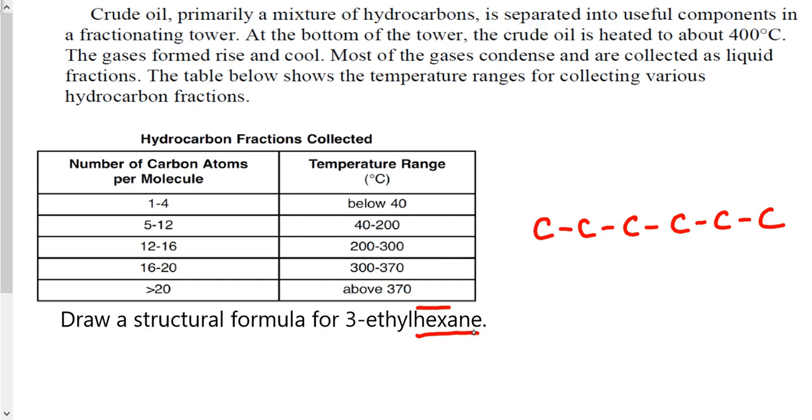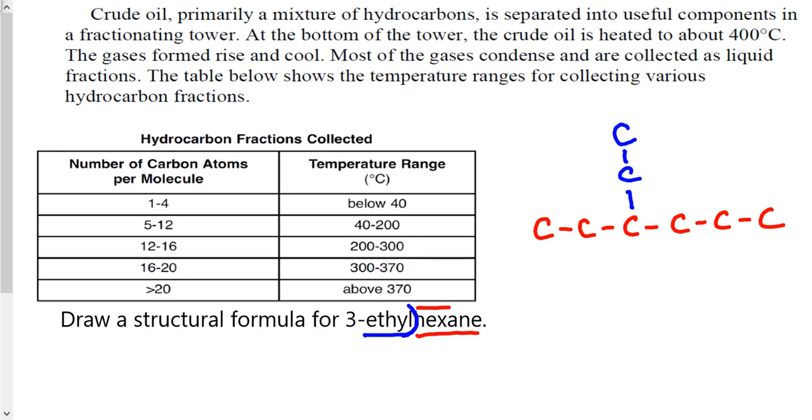Now I have to decide my third carbon. If I'm counting from left to right, this is my third carbon. If I'm counting from right to left, this would be my third carbon. So you get to decide which one is your third carbon before you add the ethyl group. And what does ethyl mean? Ethyl means you have to draw 2 additional carbon in that parent chain of hexane. So I drew 2 more additional carbon in my third carbon from left to right, and that would represent the ethyl group.